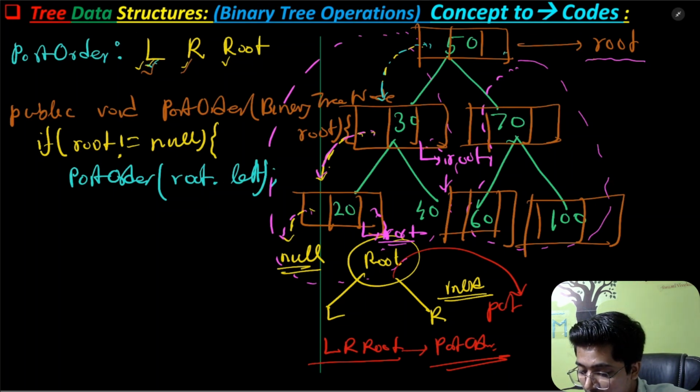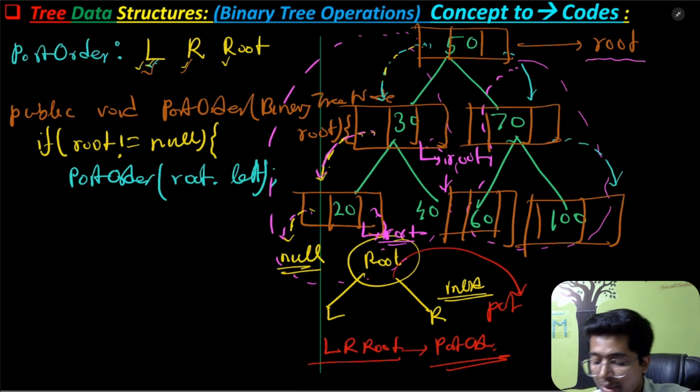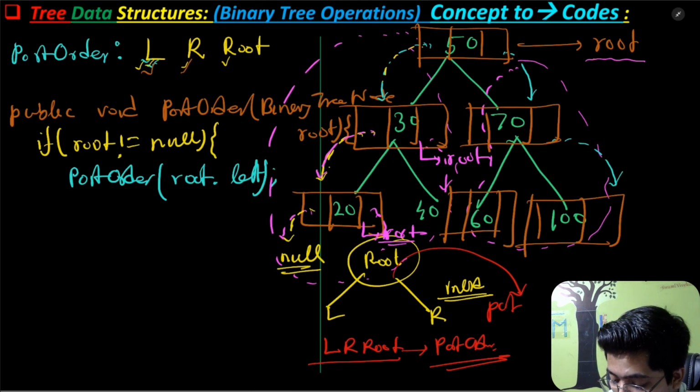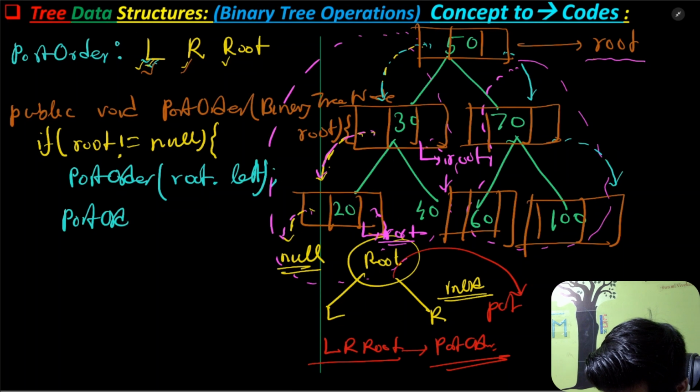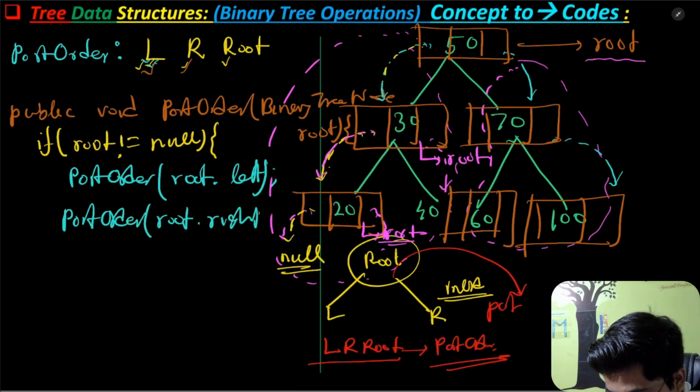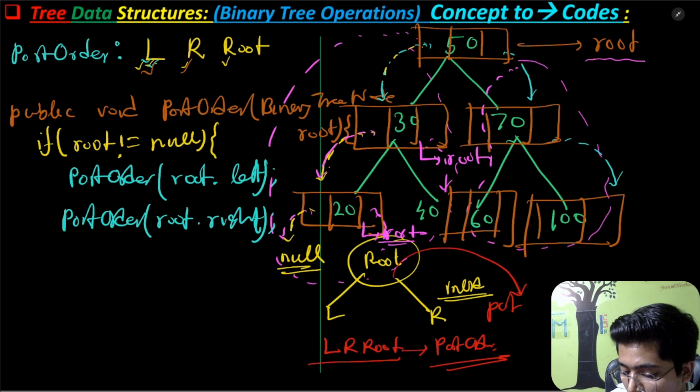So we'll be processing like this, right, then again we'll be processing like this, but after left, and once the right has been done, we'll be processing the root. So we'll be writing postOrder root dot left, then postOrder root dot right, and once we have processed the root dot right, we'll be simply printing the root of all.